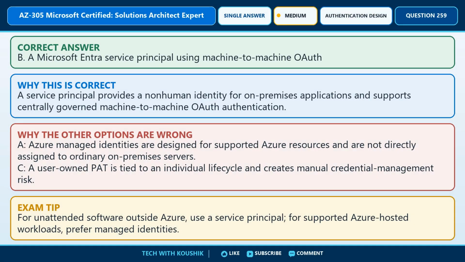The required response is option B. A Microsoft Entra service principal using machine-to-machine OAuth. The requirement is satisfied because a service principal provides a non-human identity for on-premises applications and supports centrally governed machine-to-machine OAuth authentication. The other choices do not satisfy the requirement because A. Azure managed identities are designed for supported Azure resources and are not directly assigned to ordinary on-premises servers. C. A user-owned PAT is tied to an individual lifecycle and creates manual credential management risk. The key takeaway is for unattended software outside Azure, use a service principal. For supported Azure-hosted workloads, prefer managed identities.